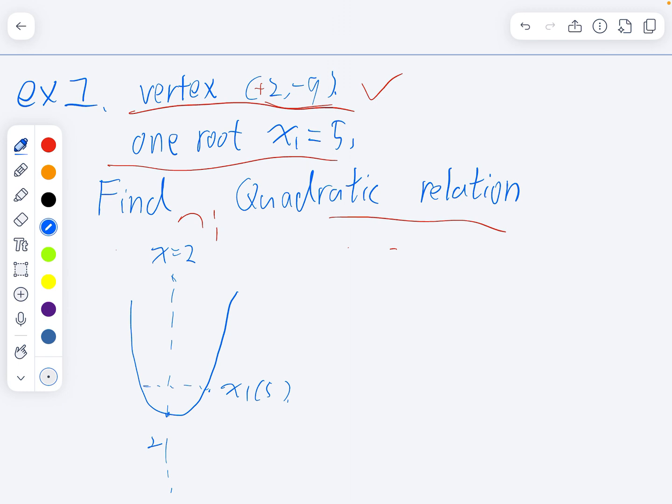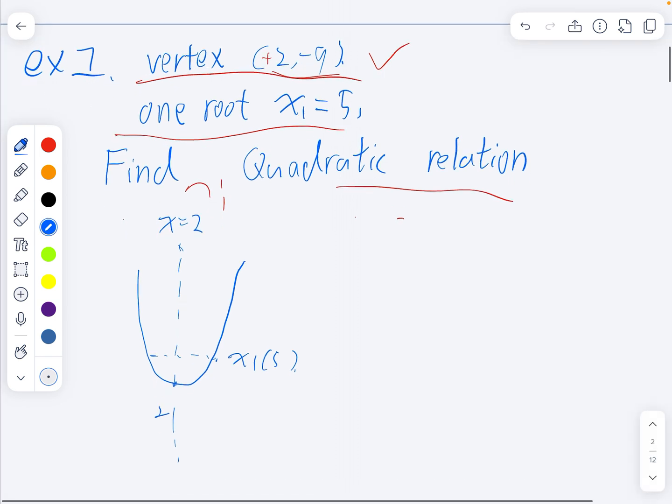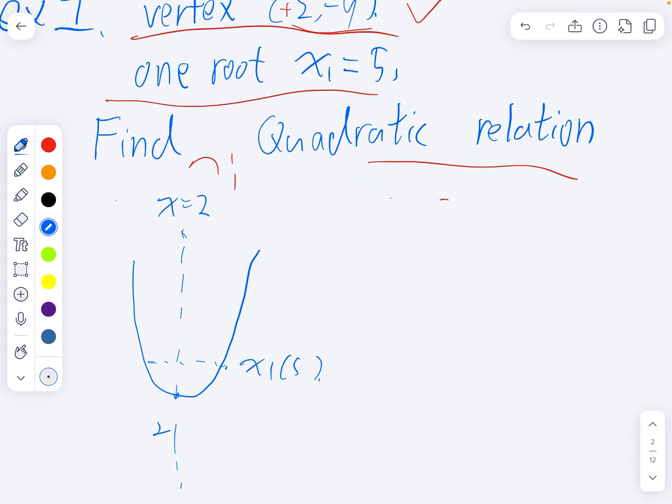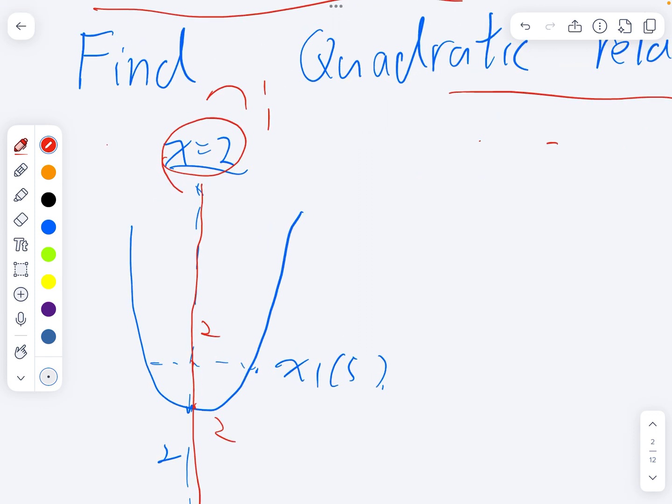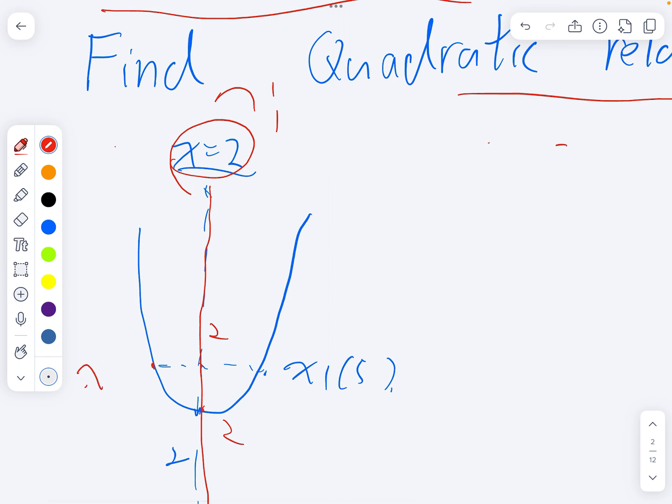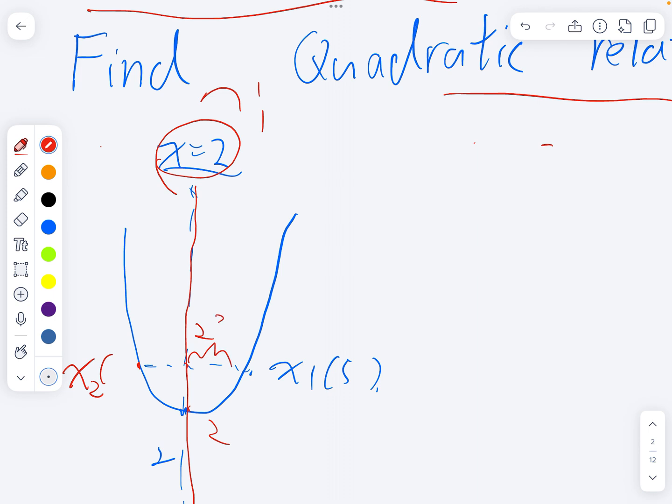In the first example, we have the vertex (2, -9), and the x-intercept x1 equal to 5. We need to find the relation. So we already drew the graph here. The vertex is x equal to 2, and this line is equal to 2, and x1 equals 5. So we can easily get the other root: for this distance we use 3, which is 5 minus 2 equal to 3. And 2 minus 3 is equal to -1.